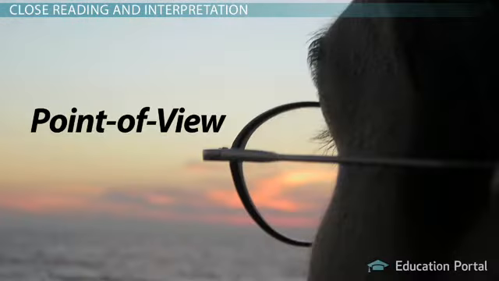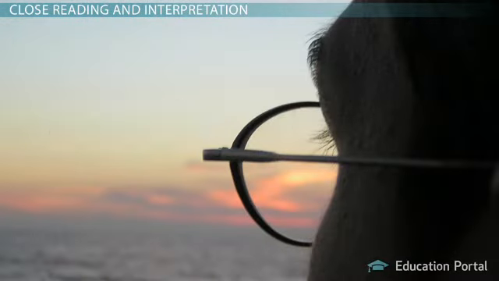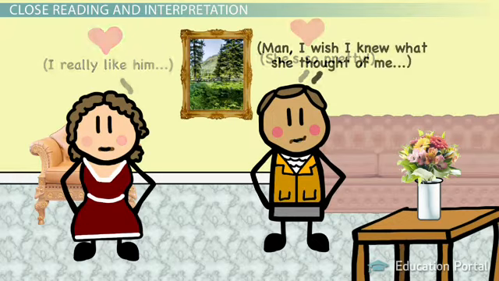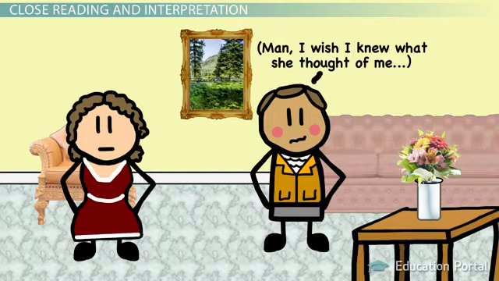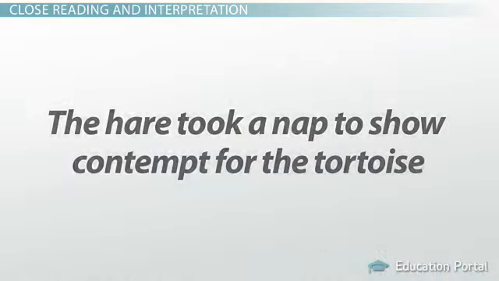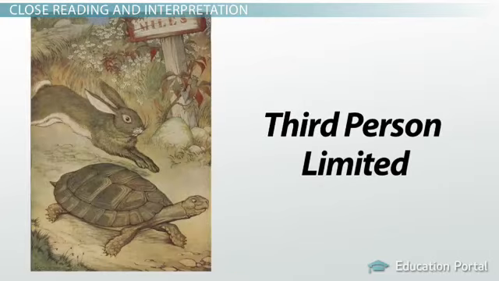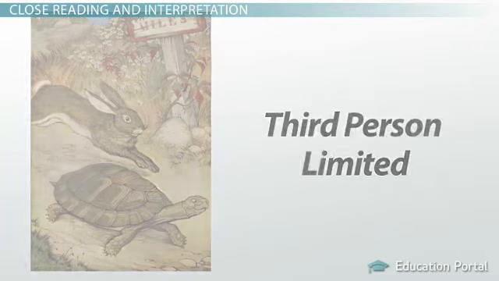Point of view. What is the point of view here? From what we can tell, it's third person. Third person omniscient means that the narrator sees the thoughts and feelings of all characters. Third person limited is when the thoughts and feelings of only one character are revealed. Tough to tell here. The hare took a nap to show contempt for the tortoise, so we know that we are at least in the mind of the hare. That much, third person limited, could be argued.